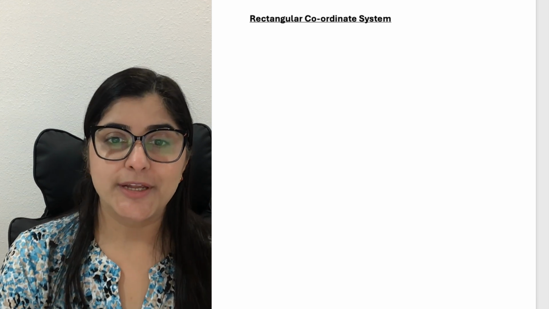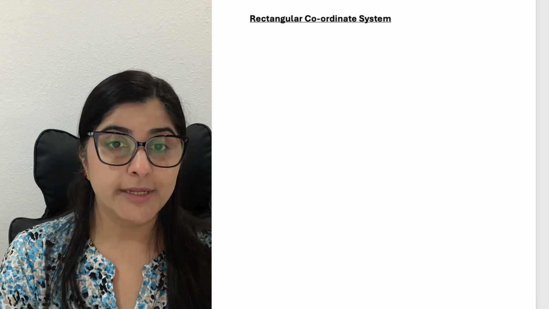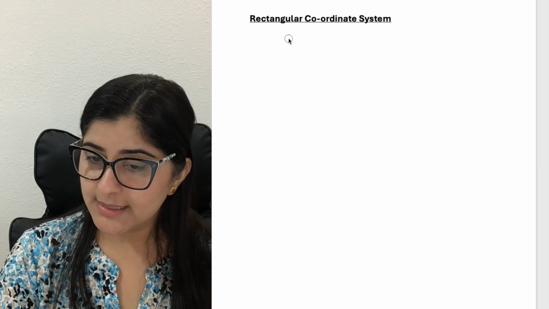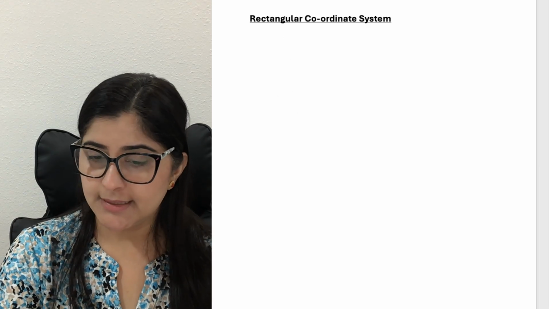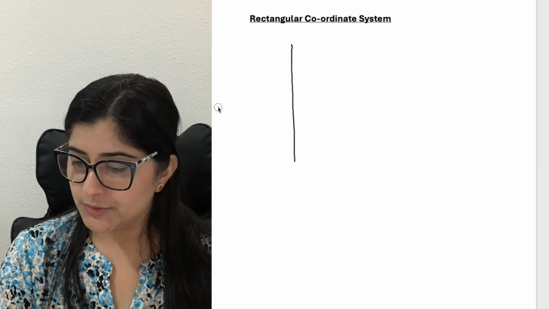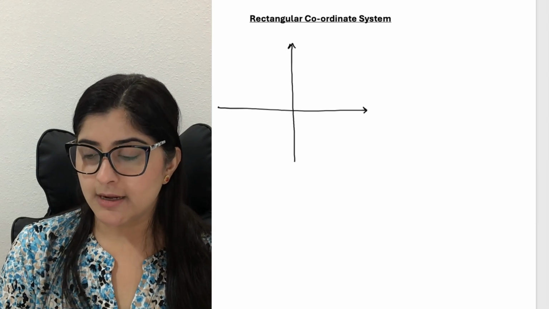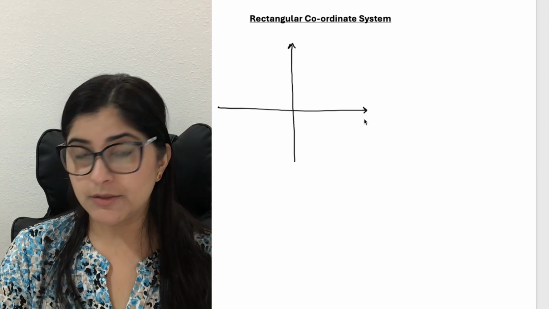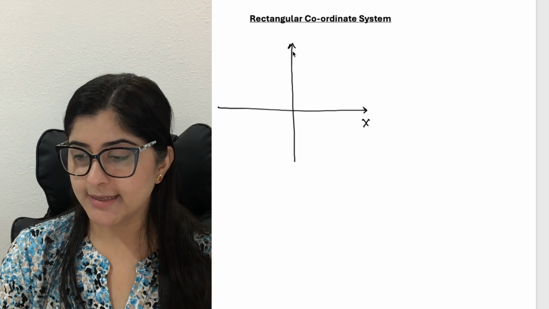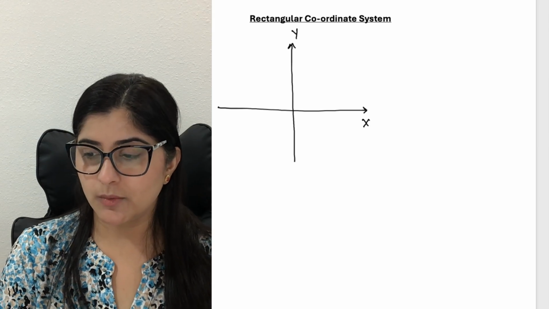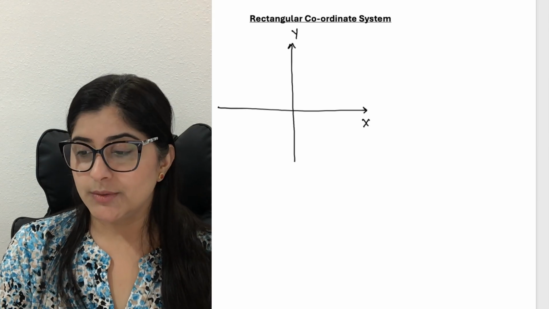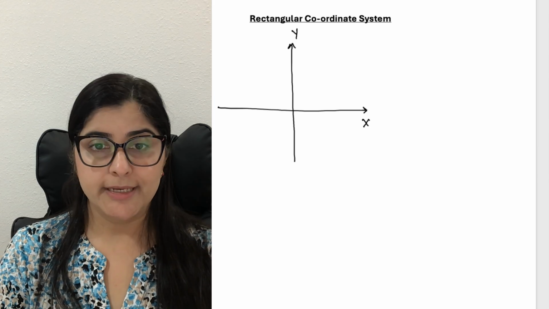In this video, we are going to learn about the rectangular coordinate system that has a horizontal line and a vertical line crossing each other. The horizontal line is called the x-axis and the vertical line is called the y-axis. So this is called the rectangular coordinate system.